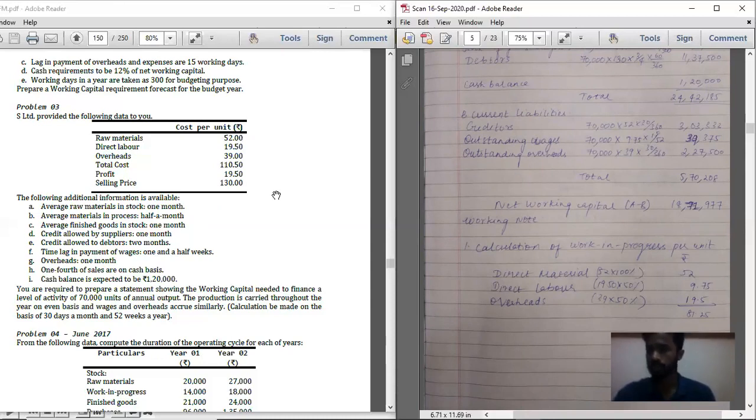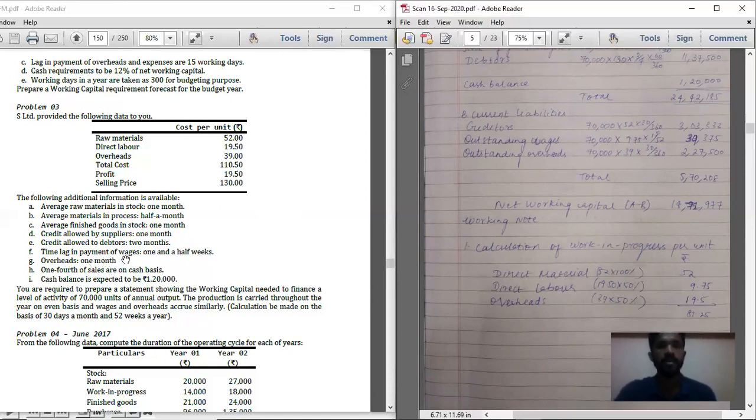70,000 into 52 into 30 divided by 360. In the amount column, put 3,03,333. Below that, outstanding wages. Wages, what they have given?